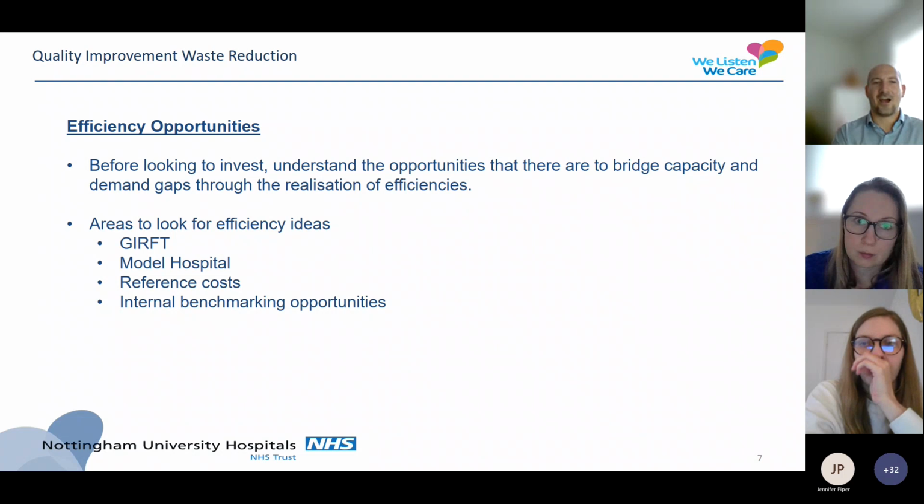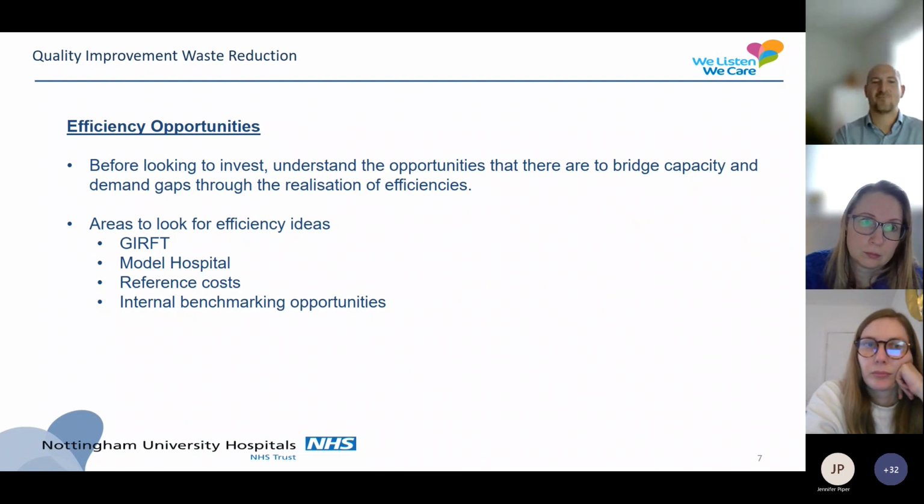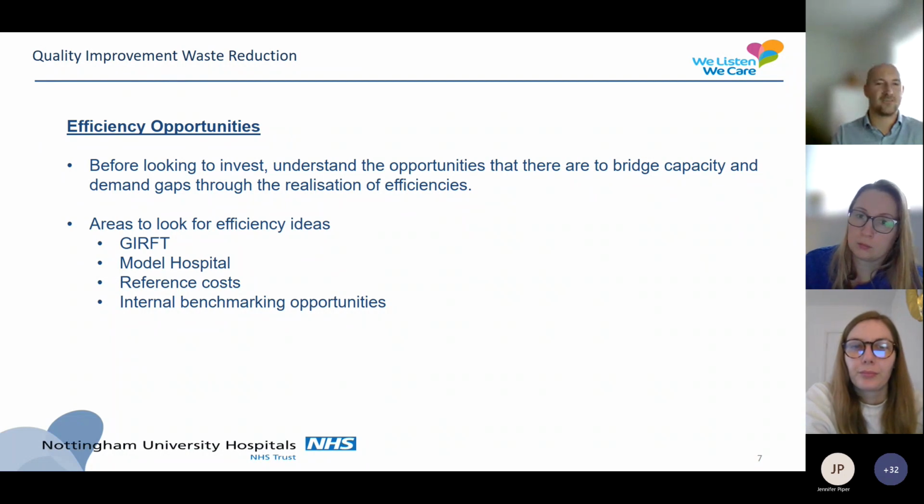So 100 is the average, and if your service is at less than 100, then it indicates that you're operating more efficiently than the national average. So if your reference cost score was 97, you'd be 3% more cost effective than the national average.